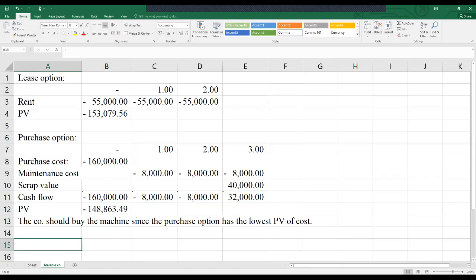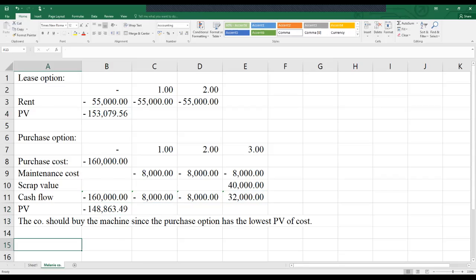Therefore, 148,000. It is better to purchase as opposed to leasing, because in case you lease, this is what you get. If you purchase, this is what will be the cost to the company in present value terms. So number 2, you need to determine when we should make the replacement based on the equivalent annual cost.